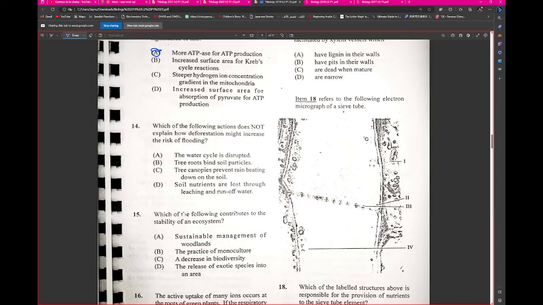Is it D? Sir, D, sir. Alright, so it will increase risk of flooding.